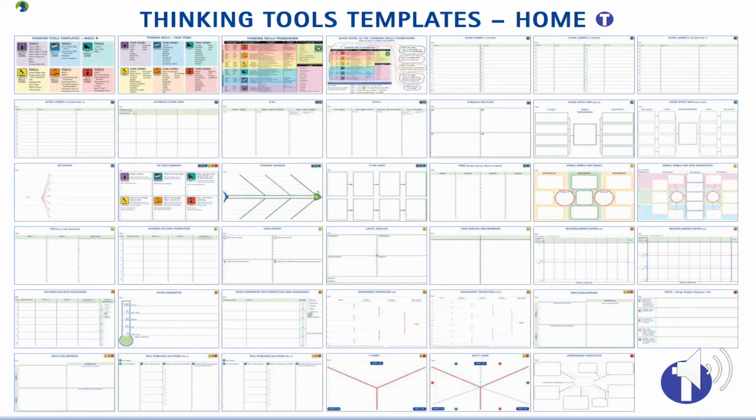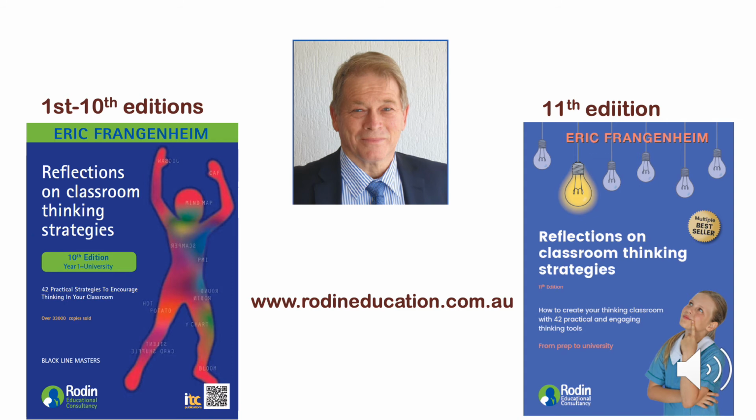To start ending off, what you see here is the thumbnail sketches of all the templates from the Thinking Tool templates, the projectable resource. This is only the master, Blackline Master copy. Again, we have 34 strategies here, or tools. All of these come from my book, Reflections on Classroom Thinking Strategies.